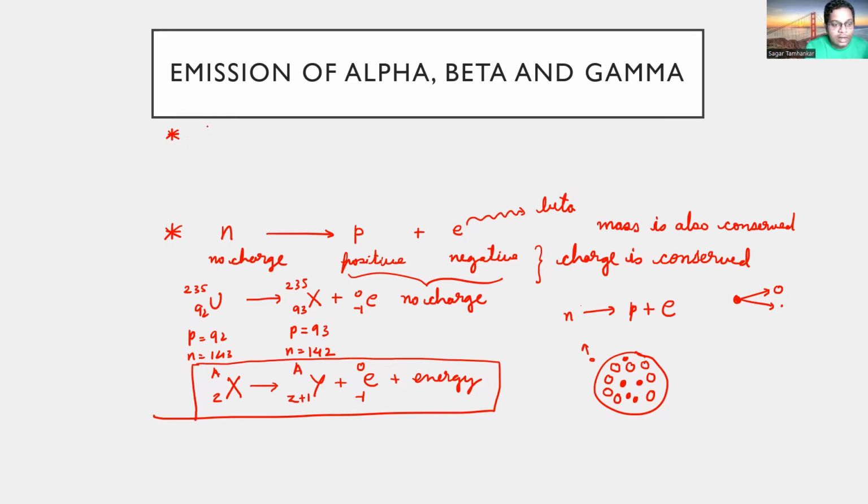So let me write it again. You have 235 uranium. It will remain as 235, and this will become 93, and one electron is given out. So that is a beta emission. Do you understand that? Yes, sir.